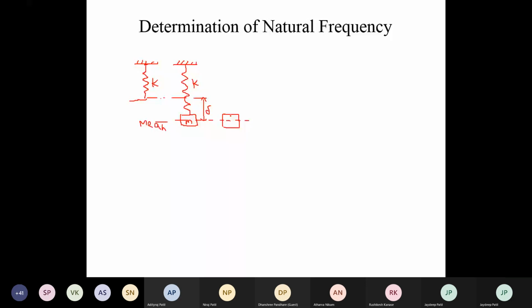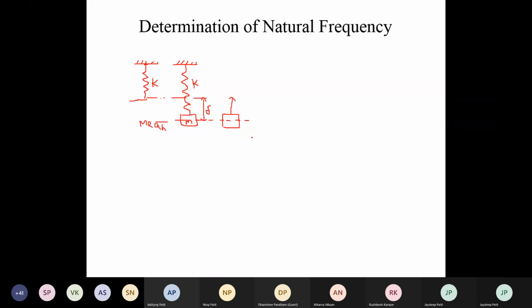Anyone? One force acting on that body is your spring force. Either the spring pushes the mass in the downward direction or pulls the mass in the upward direction. What will it be? That force acts in the upward direction, so it will pull upward. That force is your spring force.